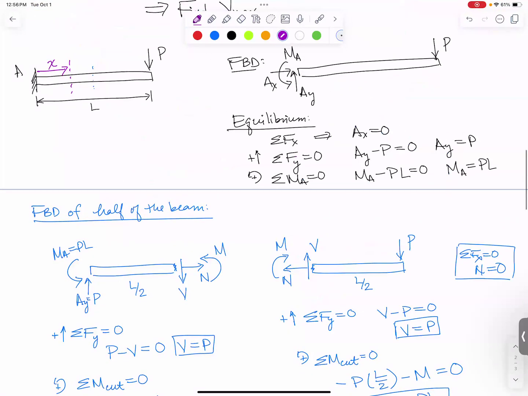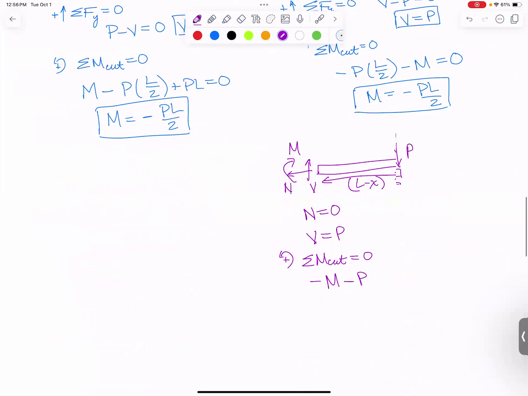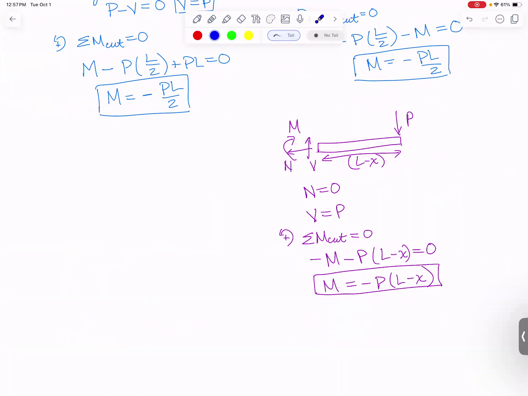And I called the distance from the left end to the cut X, and the whole length was L. So this is L minus X. So I'll multiply P times L minus X equals 0. And I solve for M. M is equal to minus P times L minus X. So now we've got an equation that tells us how our moment's going to vary with position.